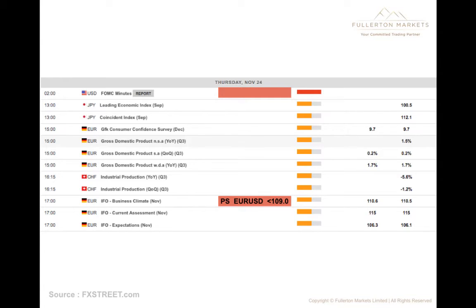Okay, so this is our suggestion: pending short euro dollar if the actual number is less than 109.0.